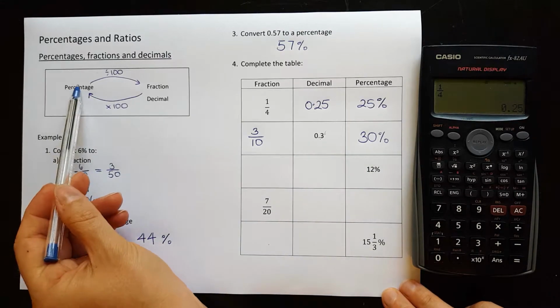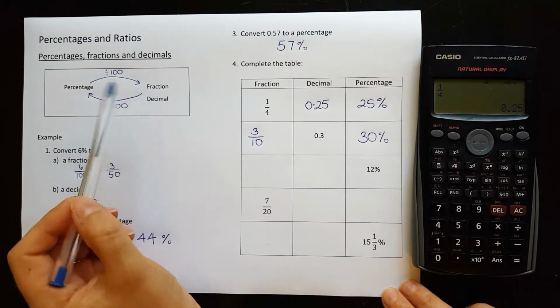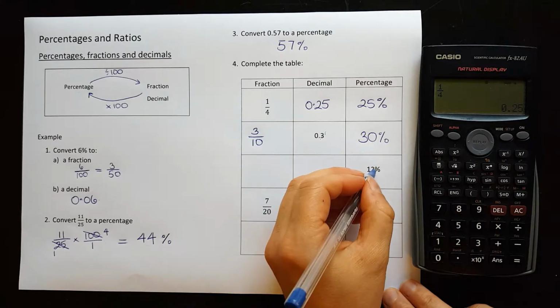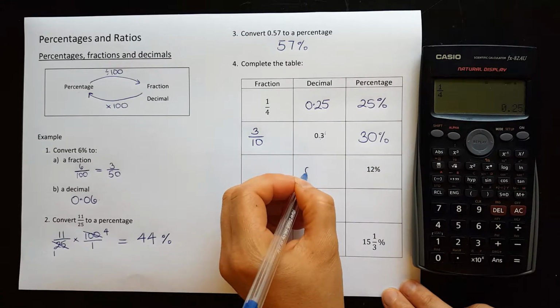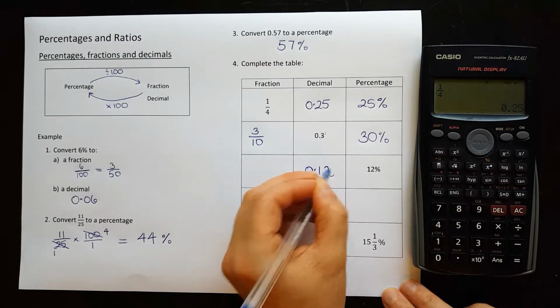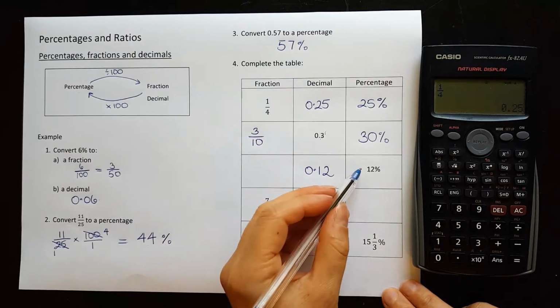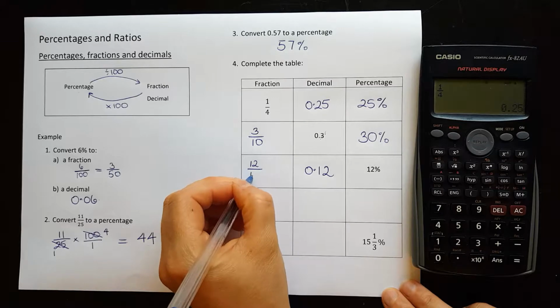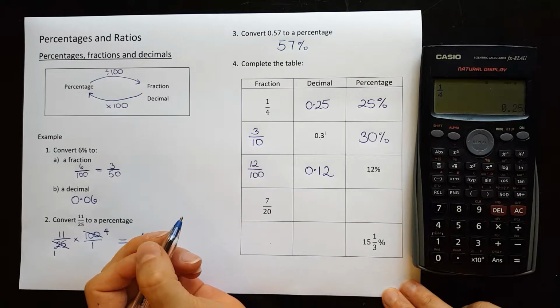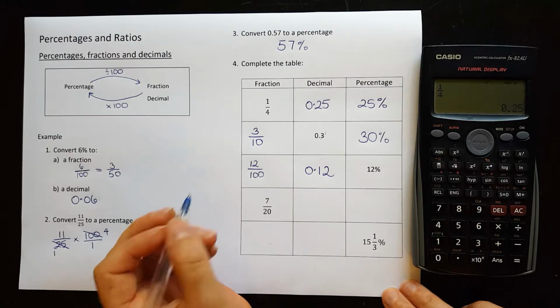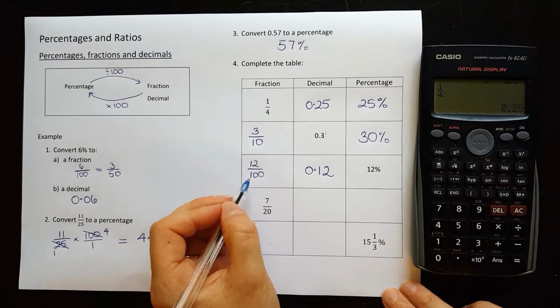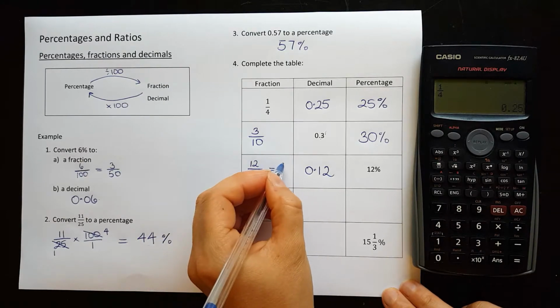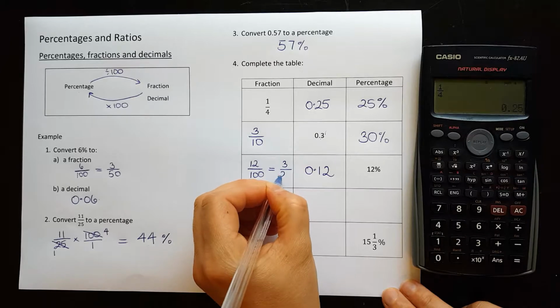I would need to divide that by 100 to go back to the decimal, which would be 2 places backwards, 0.12. As a fraction, we would put 12/100. Okay, that's a fraction. We could also simplify that fraction by dividing the top and the bottom by 4, which would give us 3/25.